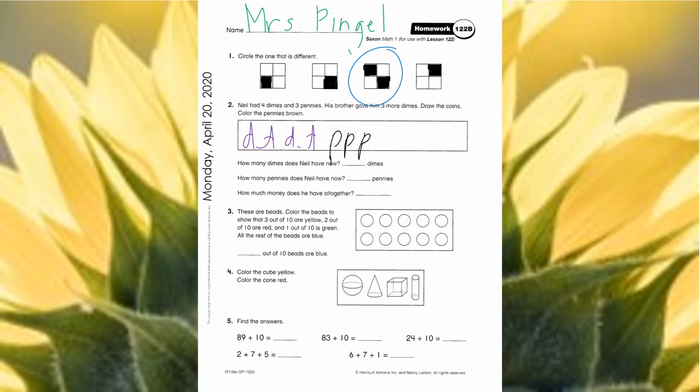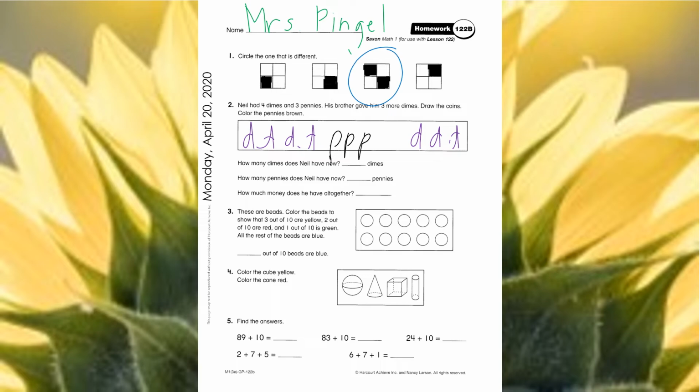And his brother gave him 3 more dimes. So after the pennies, I'm going to use 3 more dimes. And to color the pennies brown, I tried to do brown pennies. I did not have a brown, so I problem solved and used black since I thought that might have been the closest thing to brown.